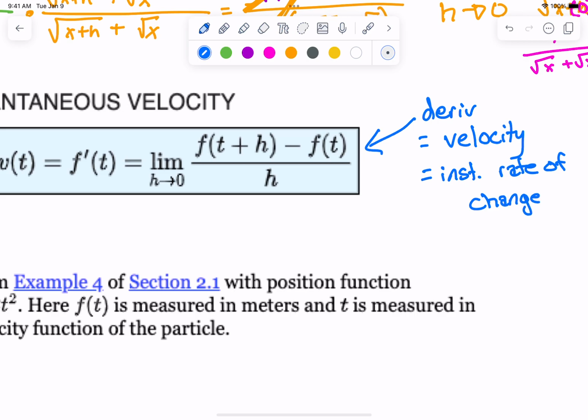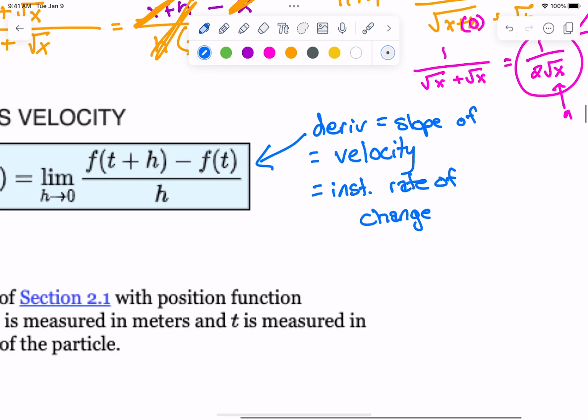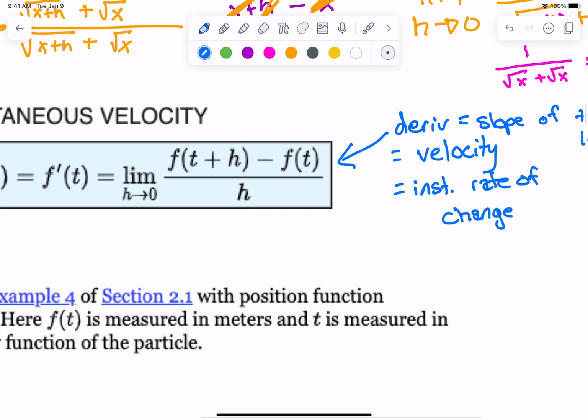A derivative is a slope of the tangent line. All of these things mean the same thing. Derivative is slope of tangent line, which is another way of saying velocity, which is another way of saying instantaneous rate of change. It all means that. In section 2-3, we're going to learn easy ways to find derivatives, but for now we have the limit process, which is kind of icky, but we'll get through it. It'll be okay.